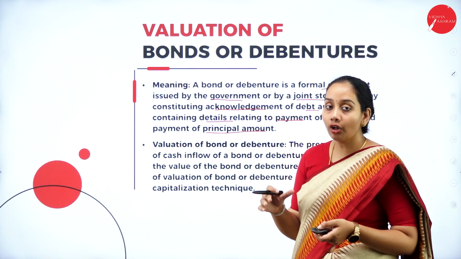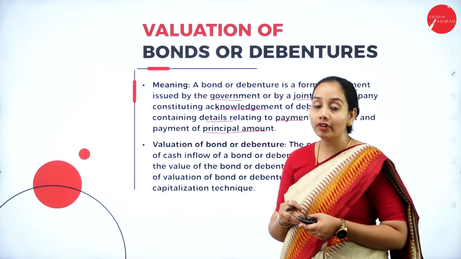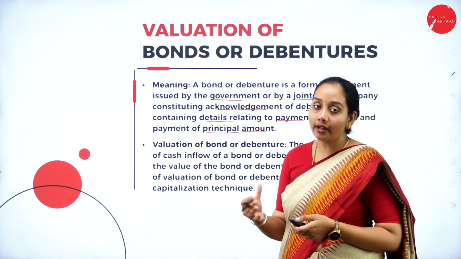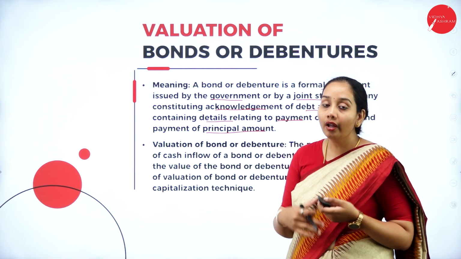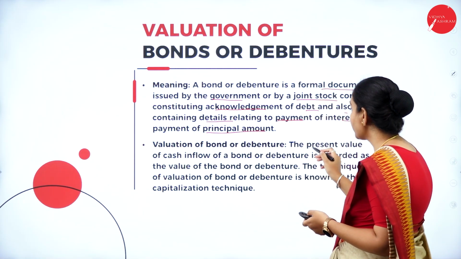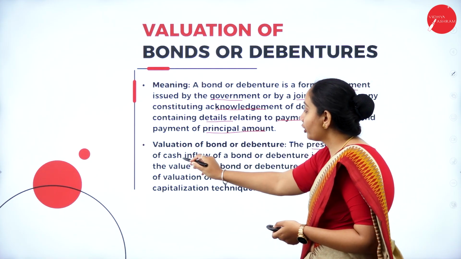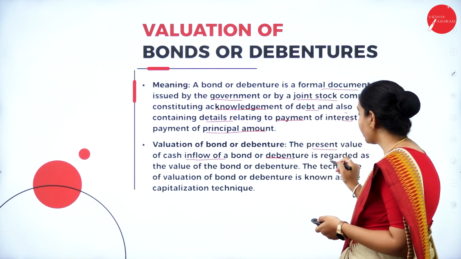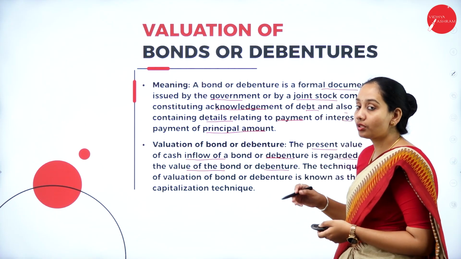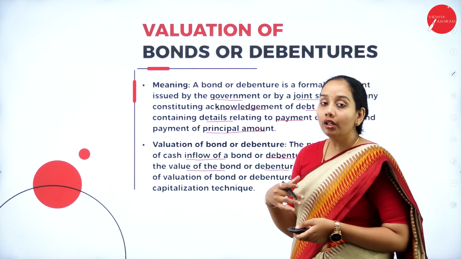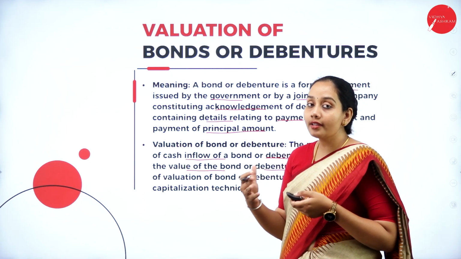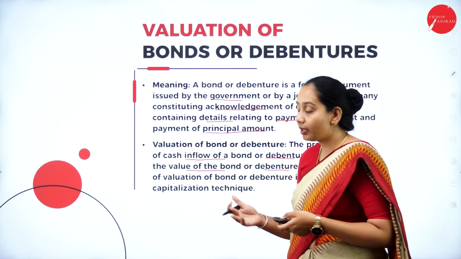That consists of how much principal amount they have invested, when is the maturity period, and what is the rate of interest that the person is going to get for the investment that the person has made. In valuation of bonds or debentures, the present value of the cash inflow of a bond or debenture is regarded as the value of the bond or debenture. So the calculation of the present value of the cash inflows that you are going to get is about valuation of a bond or a debenture.